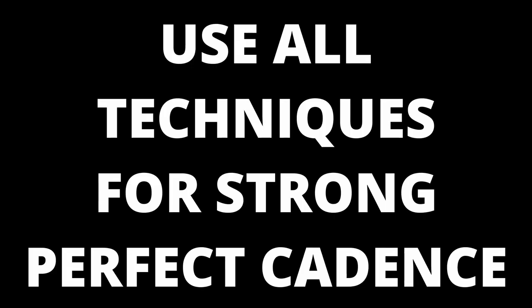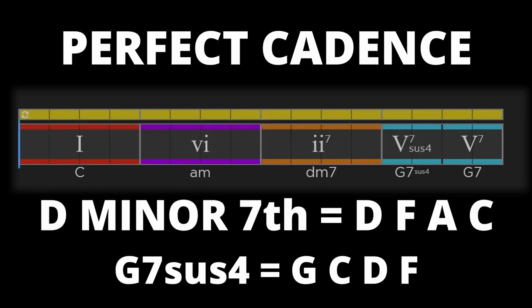The 5 to 1 chord change, which we have looked at, is often called the perfect cadence. It creates the feeling of returning home. If we combine all the techniques we have discussed so far, it leads us to the most powerful, intense version of this perfect cadence. The 2 minor 7th shares 2 notes in common with the 5 dominant 7th sus4. This then resolves to the 5 dominant 7th and takes us back around to the 1 chord.